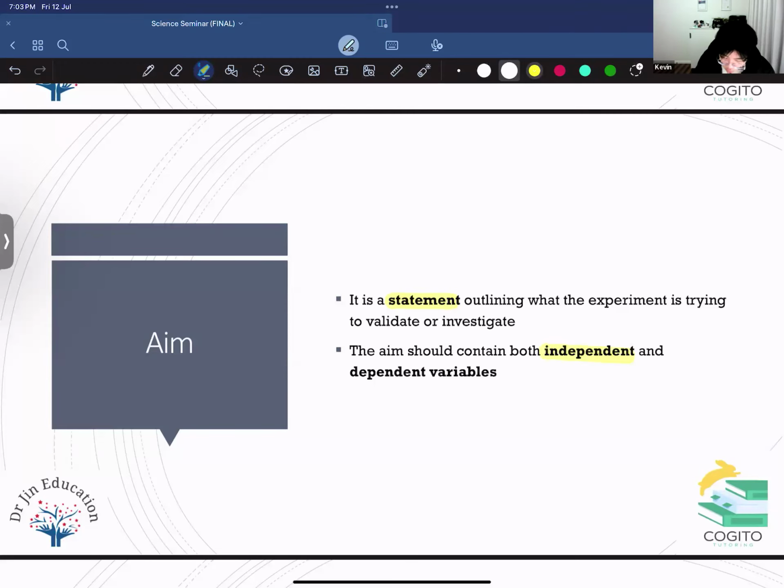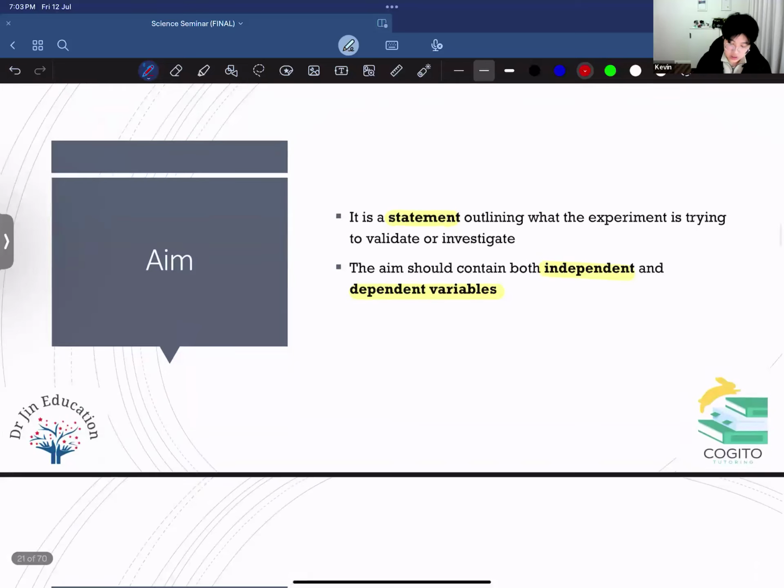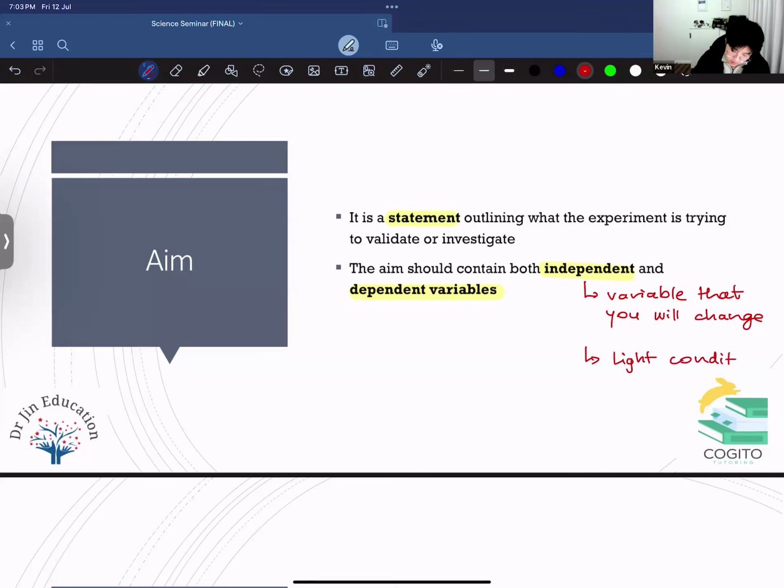All right, so we talked a little bit about variables, but I haven't told you guys independent and dependent variables. So real quick, although I'll do it again later on, the independent variable is the variable that you will change. If you have to think about it, what am I changing in this experiment? I am changing the light conditions. That's what I'm changing, so that's the independent variable.